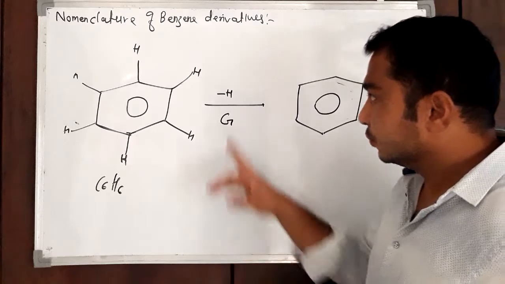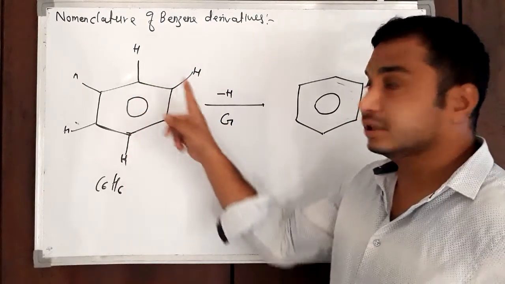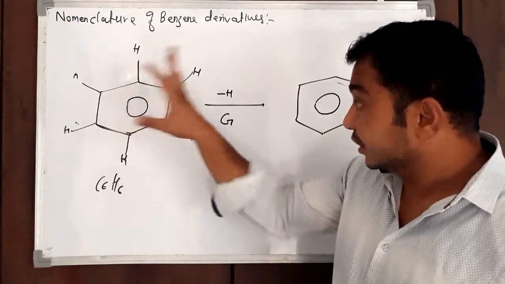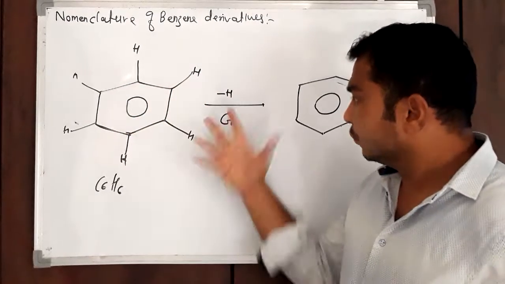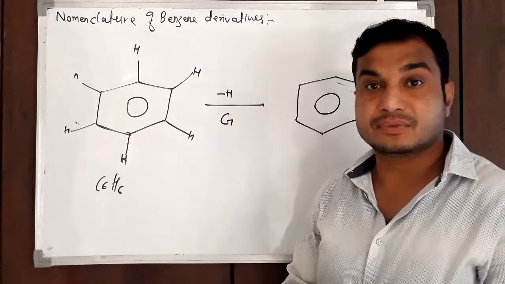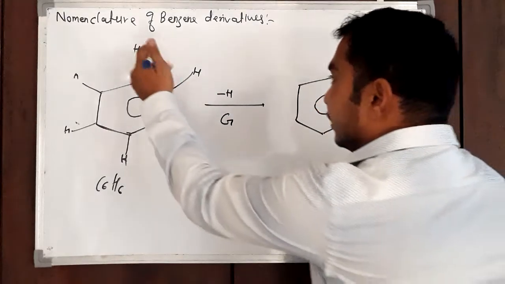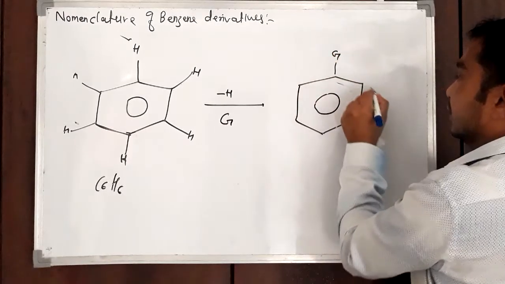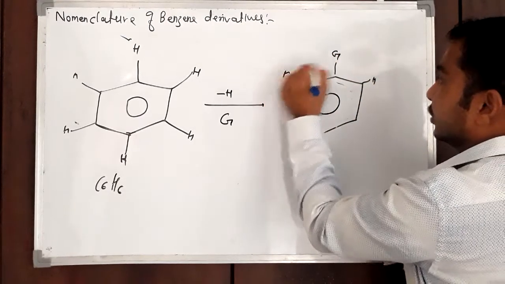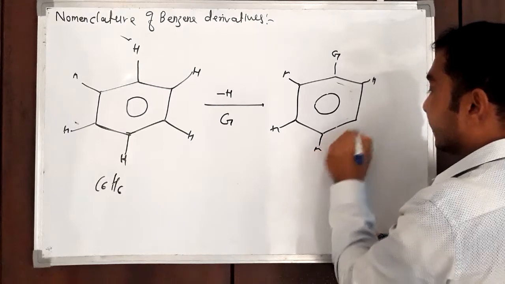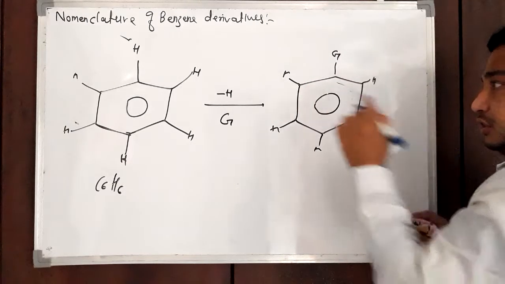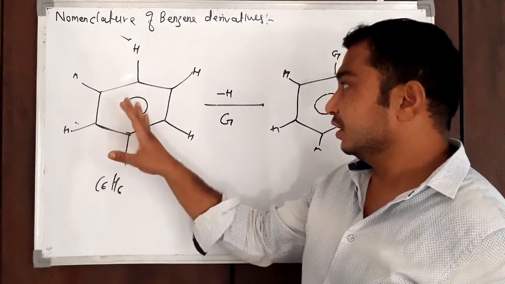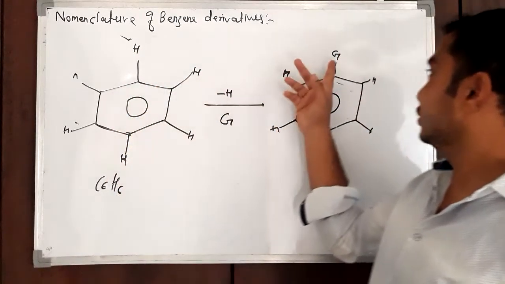Now what we have to do? We have to replace one of the hydrogen atoms from the benzene ring. See, all the hydrogen atoms present in this benzene ring are identical, so we can replace any one of the 6. Let us replace any one. You will get this, and G will occupy this position. If you rotate, you will get the same structure. So all 6 positions in a plain benzene ring are identical, therefore we can attach G at any position.